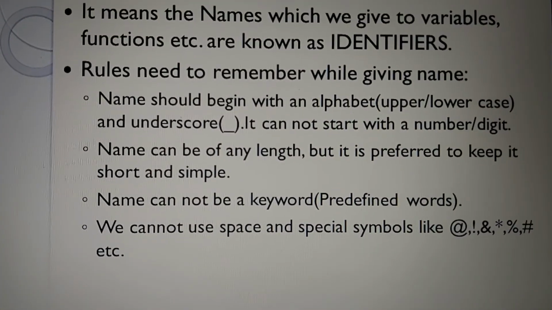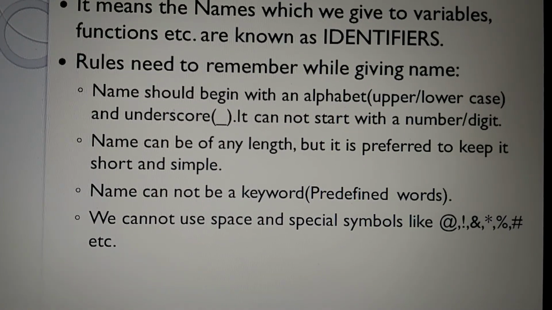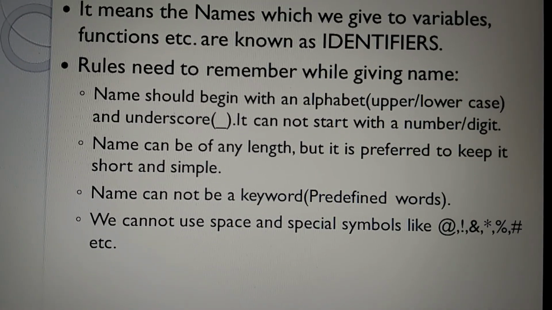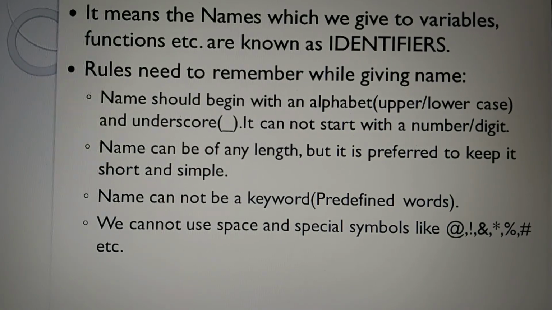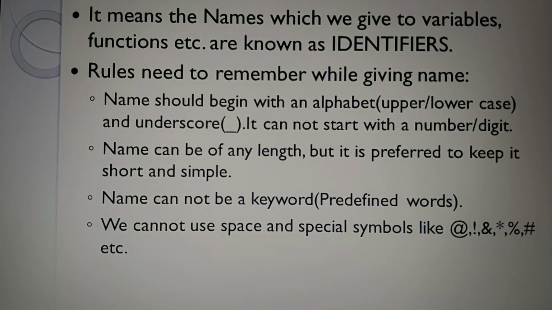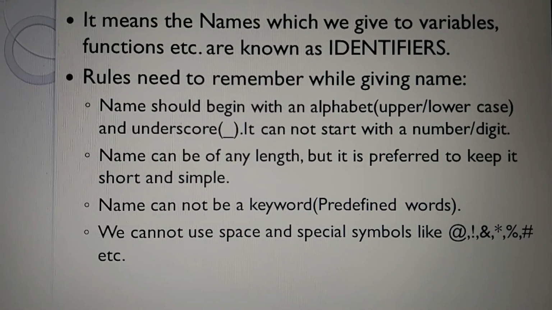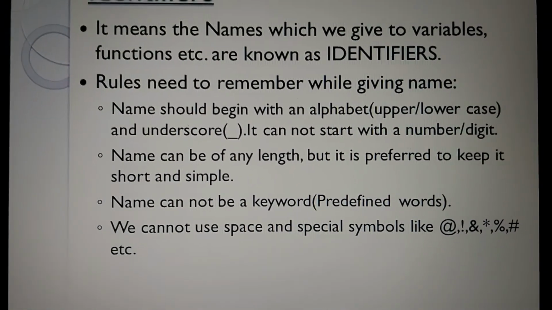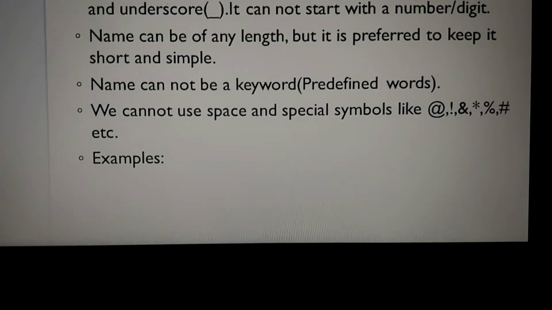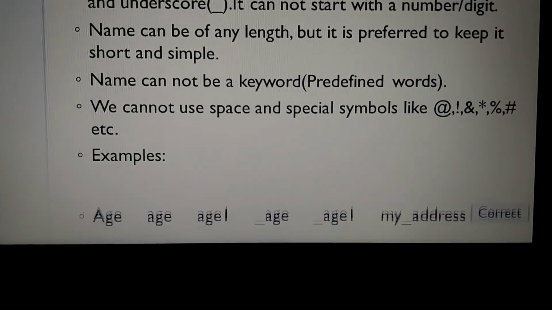We cannot use space and special symbols like @, exclamation, asterisk, percentage, hash, etc. ठीक है, जब भी हम कोई वेरिएबल का नाम देंगे हम इनमें से कुछ यूज़ नहीं कर सकते, and we cannot use a space also. Let's see the examples. So class, here is the example, just have a look here.